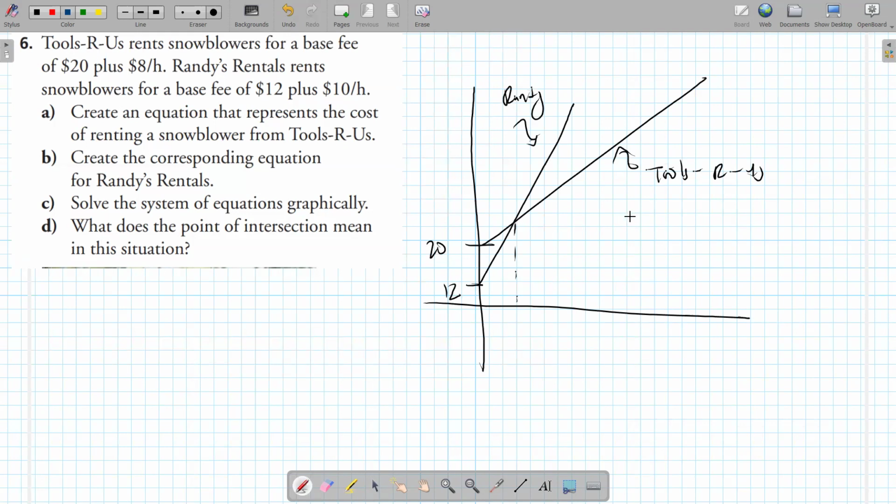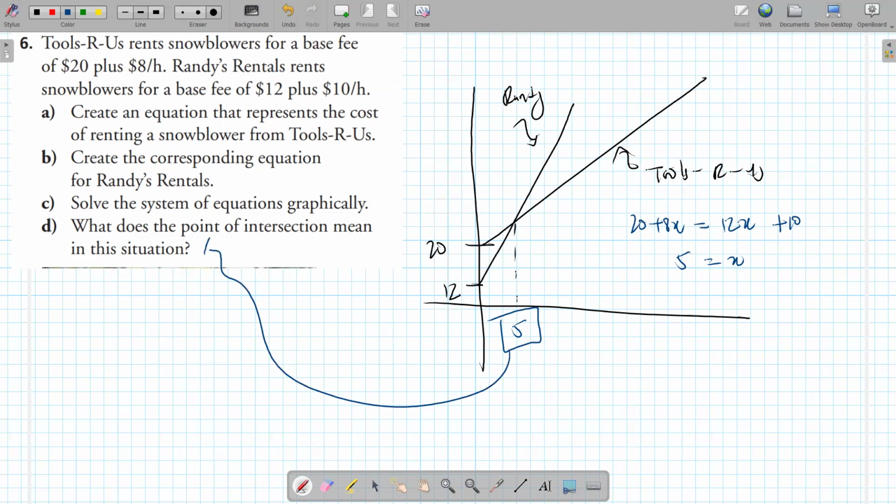We need to find the POI. If you're renting it for less than that, go with the bottom one. If you're renting for more than that, you go with the top one. Plus 10x. So this becomes x is 10 over 2, x is 5. So that point is 5. So what advice would you give these people? It's the same question. If you're using it for 5 hours, it doesn't matter. Less than 5 hours, go with Tools. More than 5 hours, go with Randy, right? And that's it.